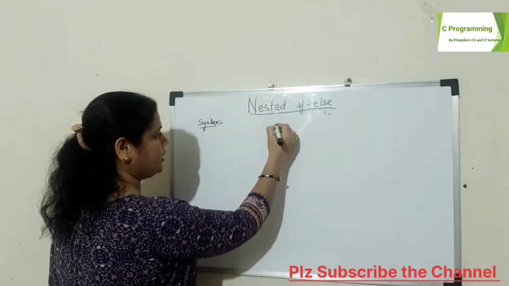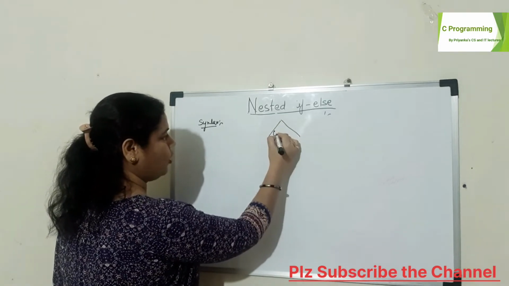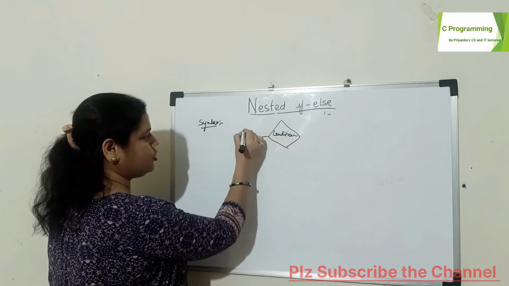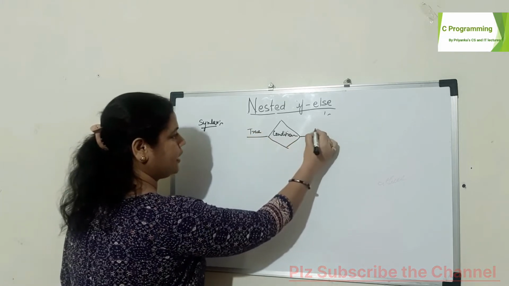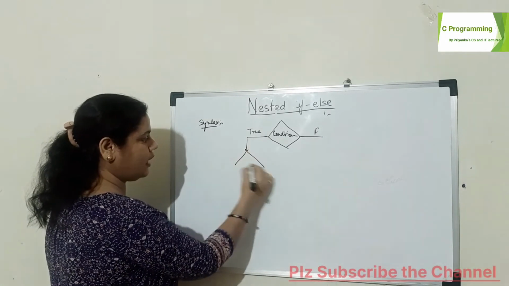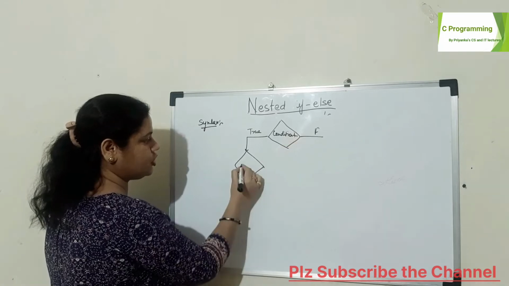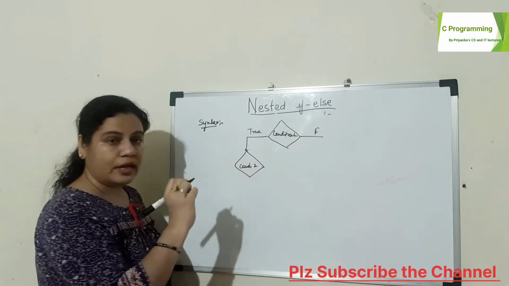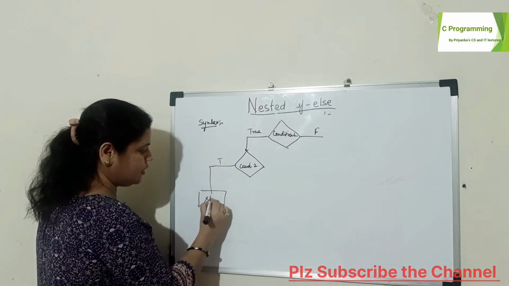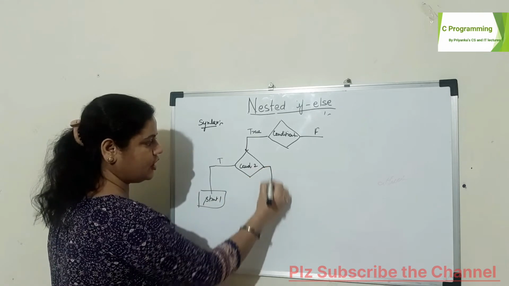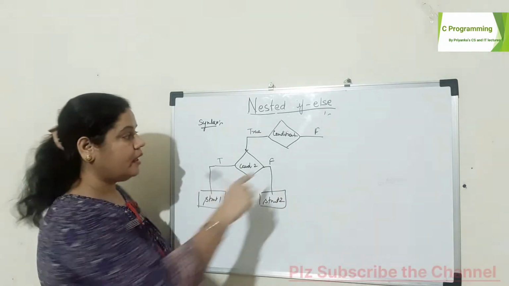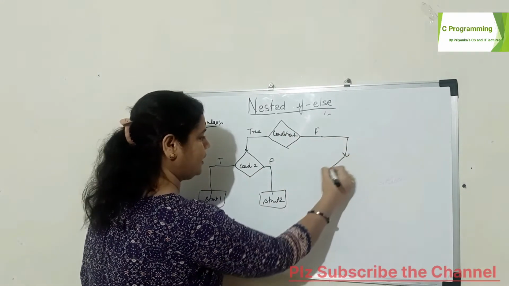Suppose I have a condition. This is what? A condition. It can be true or it can be false. If this condition is true, now I want to check again another condition. This is condition 1, this is condition 2. If this condition is true, then I want to execute statement 1. If this condition is false, then I want to execute what? Statement 2.